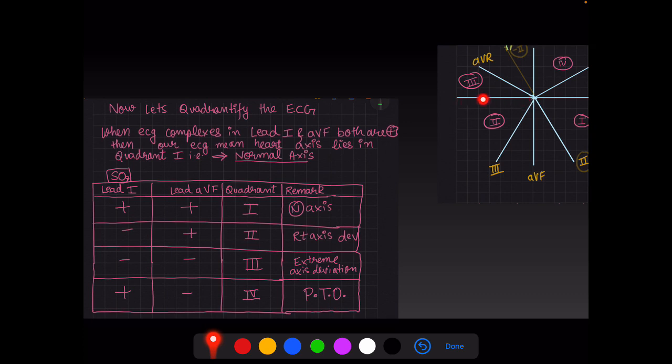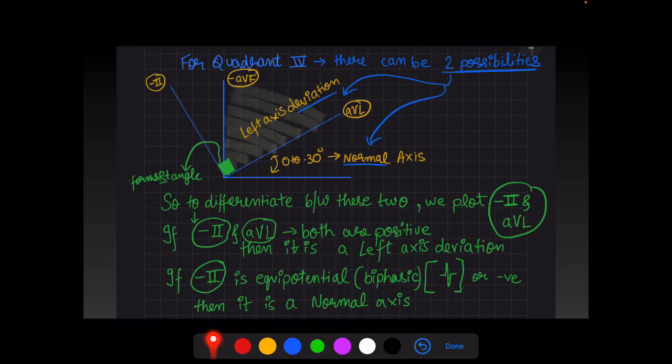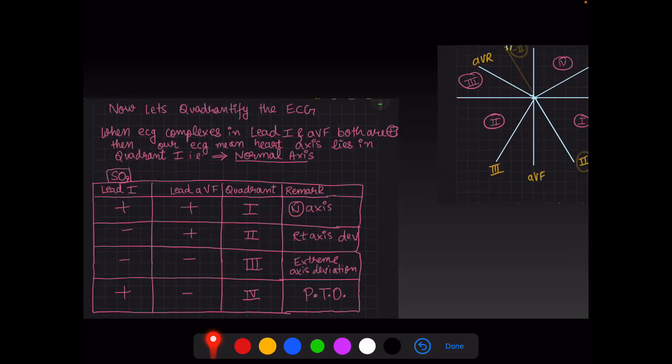If lead 1 is negative, AVF is also negative, our heart territory is this one. This is called extreme axis deviation, totally opposite to the normal axis, extreme axis.